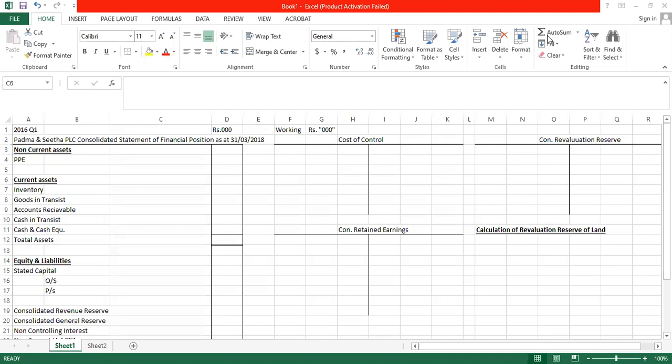Can we have the account lesson link? Someone is asking which account lesson. Can we have the account lesson link? Which topic?